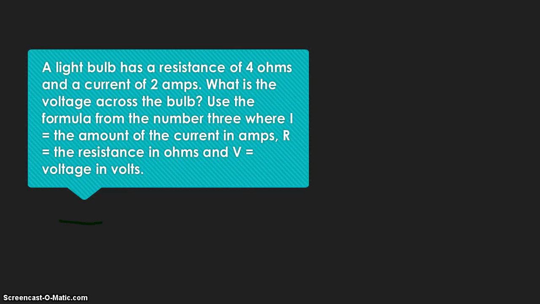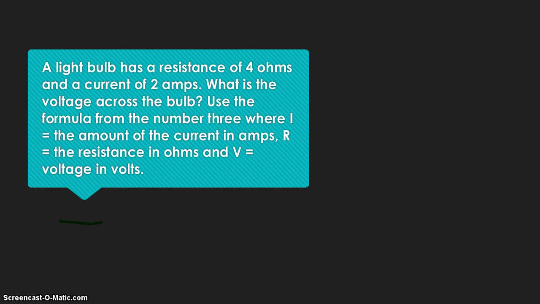Okay, now for the word problem. A light bulb has a resistance of 4 ohms and a current of 2 amps. What is the voltage across the bulb? Use the formula from number 3 where I equals the amount of current in amps, R equals the resistance in ohms, and V equals voltage in volts.